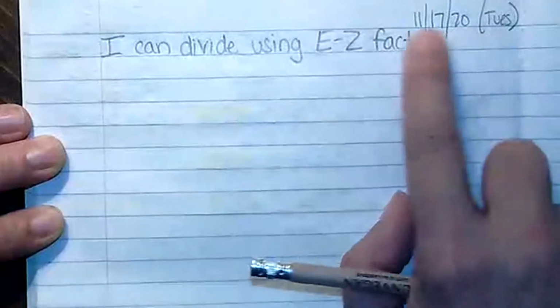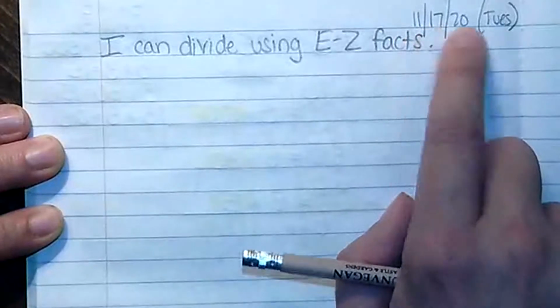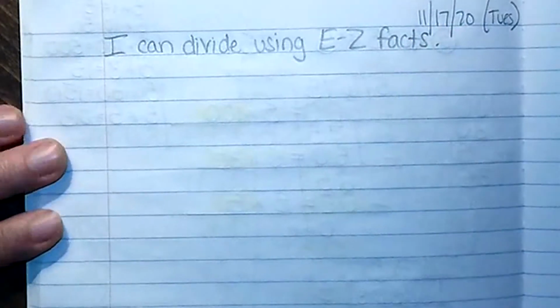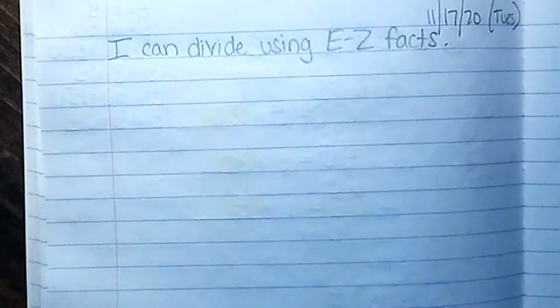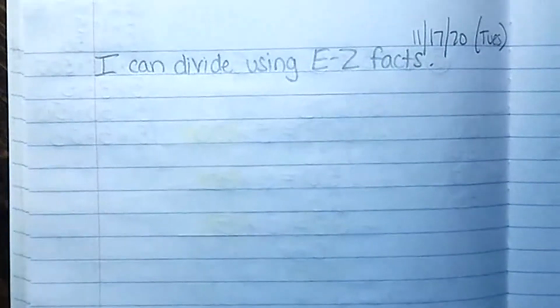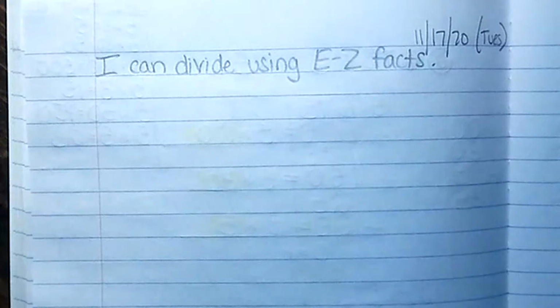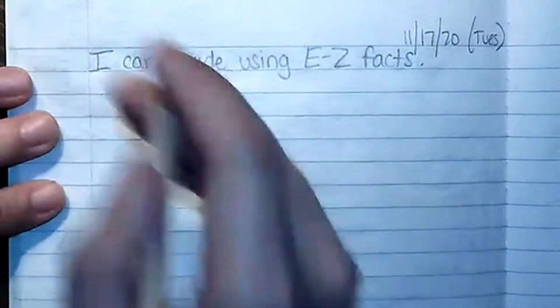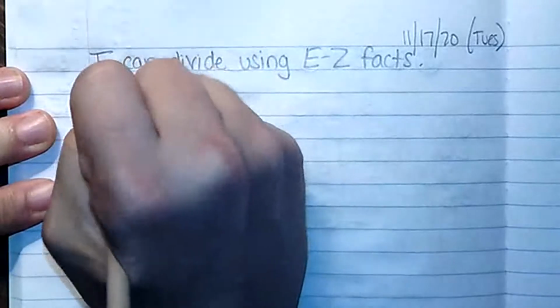Good morning. Today is Tuesday, November 17th, 2020, and our ICAN is remarkably similar to yesterday. Our ICAN says, I can divide using easy facts. We're going to be doing the same process again today, so we have lots of practice. Let's start with a very basic division question.